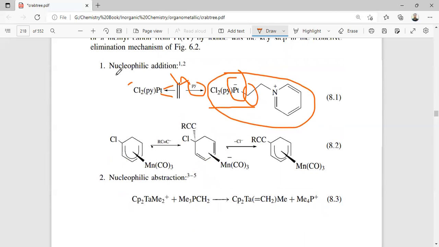So this is an example of a nucleophilic addition reaction, and this is the example of a nucleophilic abstraction reaction. Here nucleophilic abstraction means that phosphine acts as a nucleophile. It abstracts one proton from this amino molecule. So here a carbene-type phosphine intermediate is formed.